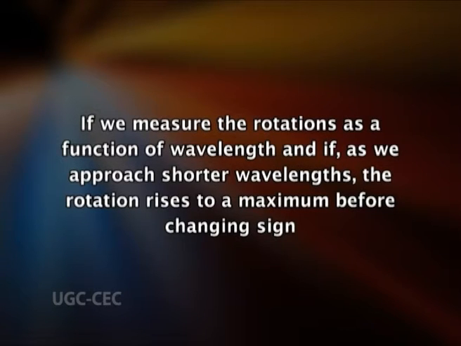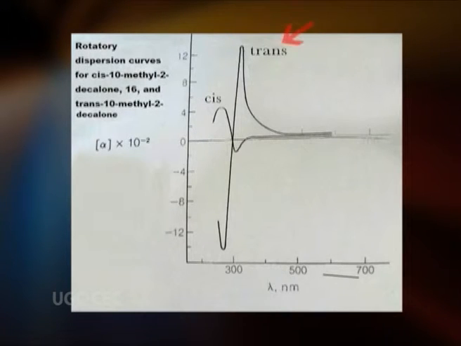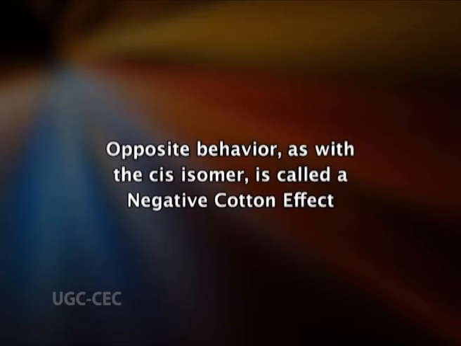If we measure the rotation as a function of wavelength, and as we approach shorter wavelengths the rotation rises to a maximum before changing sign, as it does with the trans isomer, then the compound is said to exhibit a positive Cotton effect. The opposite behavior, as with the cis isomer, is called a negative Cotton effect.